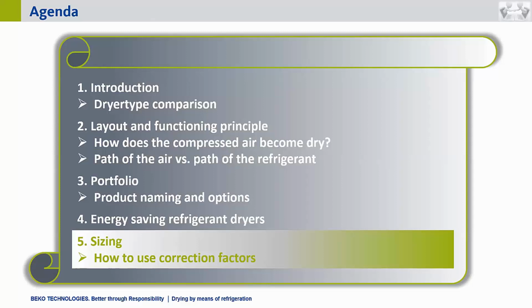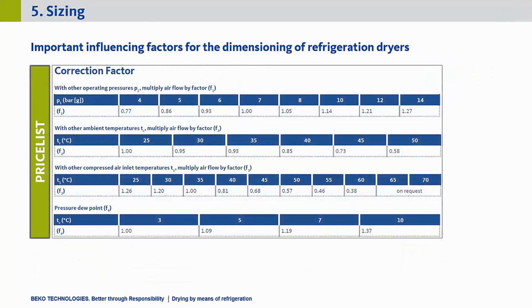Okay, then let's just go on with the sizing and selection before we end this short webinar session for today. So sizing, how to use the correction factors. One topic that always is a little bit problematic sometimes, using the price list and using the correction factors. So you can read it up here, important influencing factors for the dimensioning of refrigeration dryers. This is just a screenshot that I made from the price list.